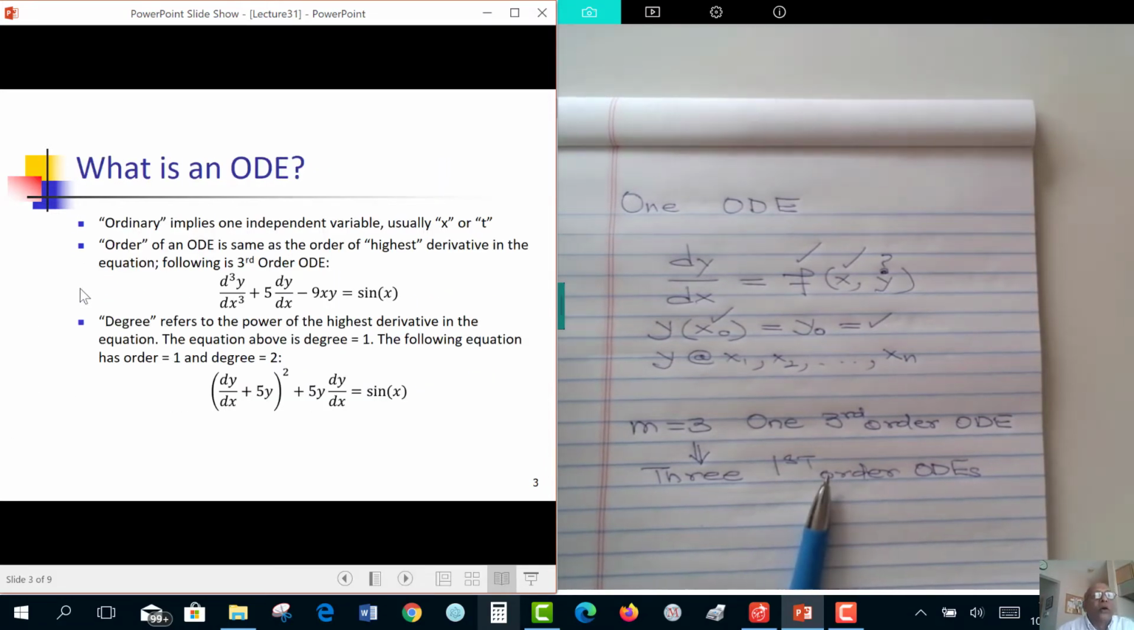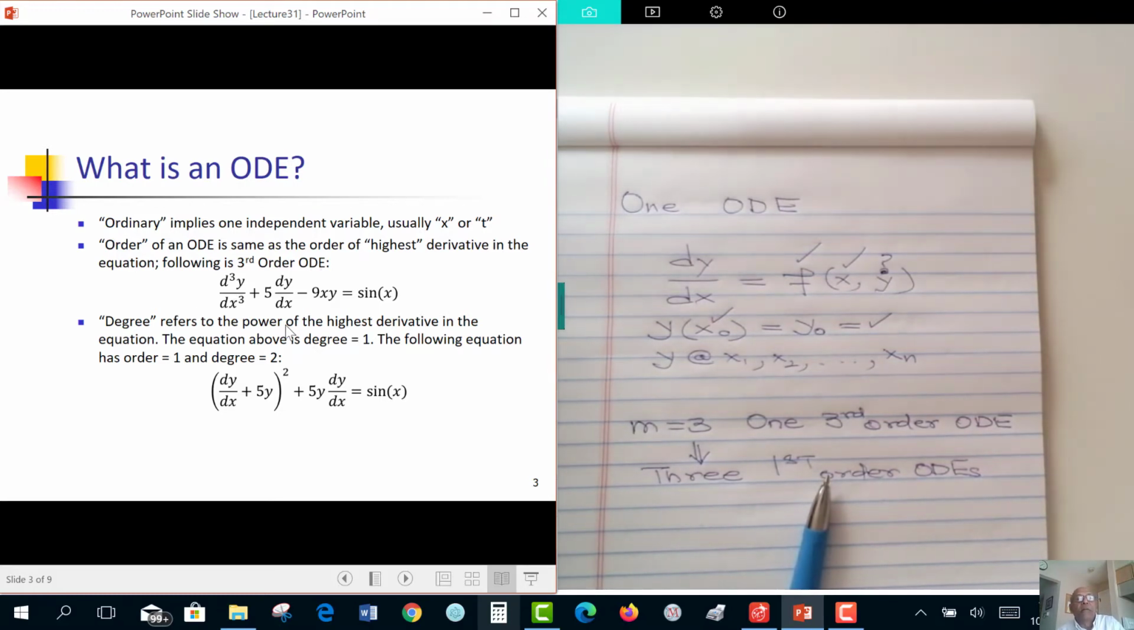So I just said ordinary implies that we have one independent variable, usually x or t. We are going to choose x. The order of an ODE is the same as the order of the highest derivative in the equation. So if you look at this equation, we have a third order derivative, we have a first order derivative, and this is like zero order, so that is just y alone. In this equation, the highest order derivative is this one, so we have a third order ordinary differential equation.